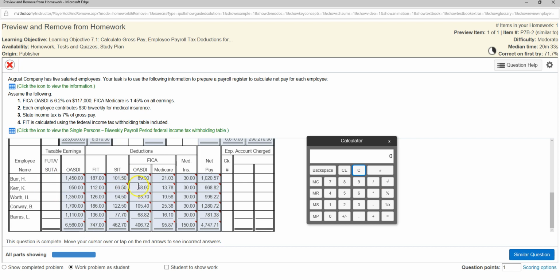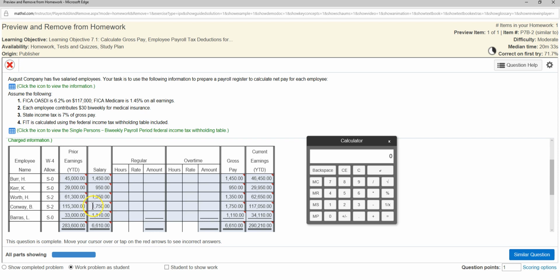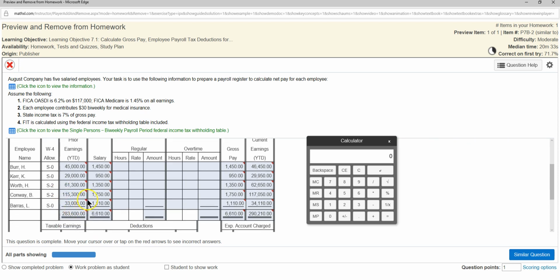Now we'll take Burr again and show you how his Medicare is subtracted. Simply take the 1450 and multiply it times 1.45%, hit the 1.45% button, and you can see the $21.03. You have to be very careful with Conway.